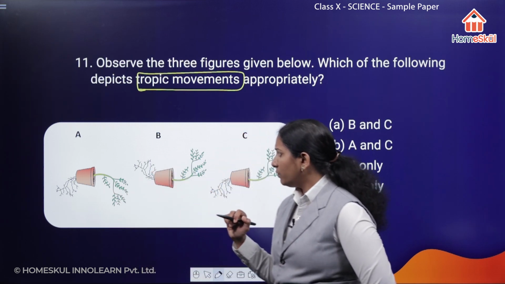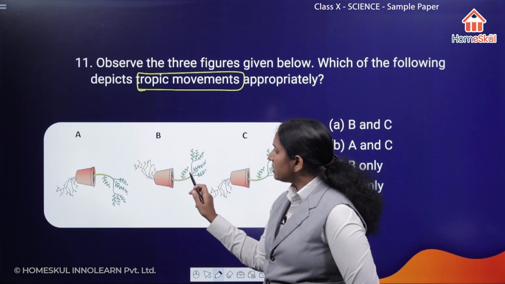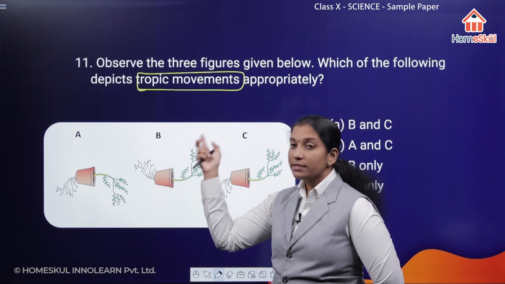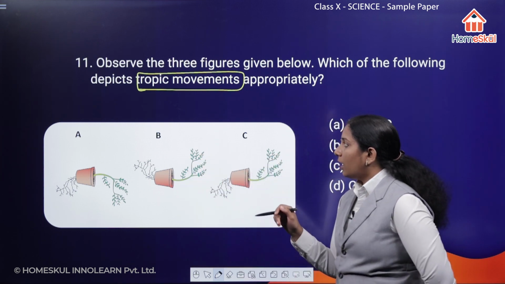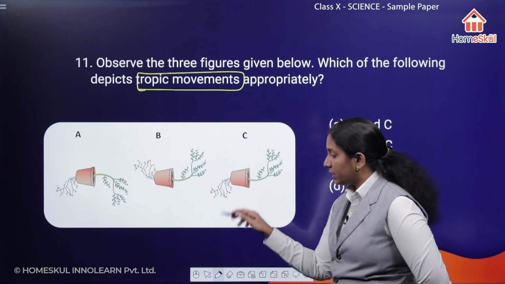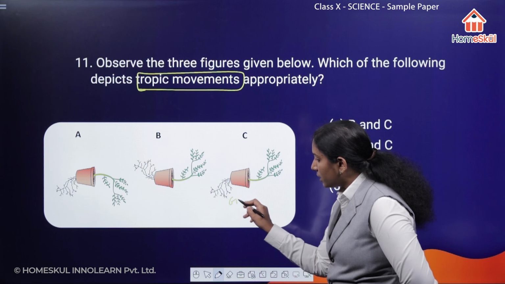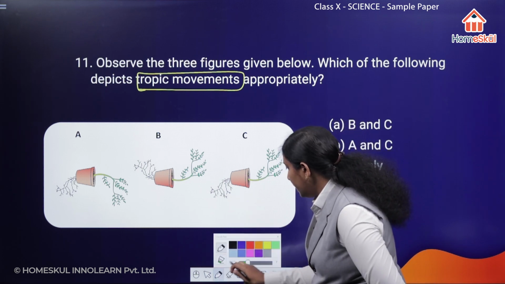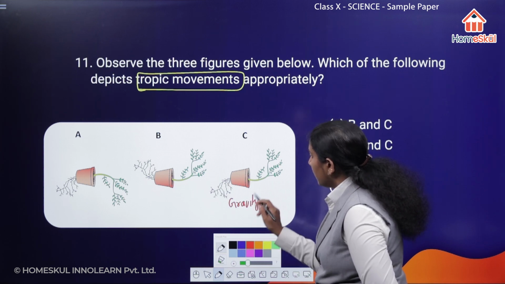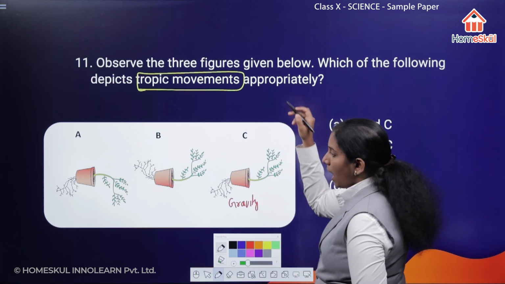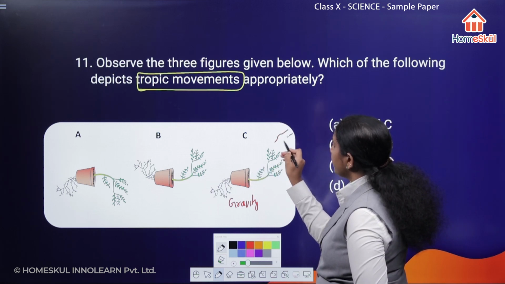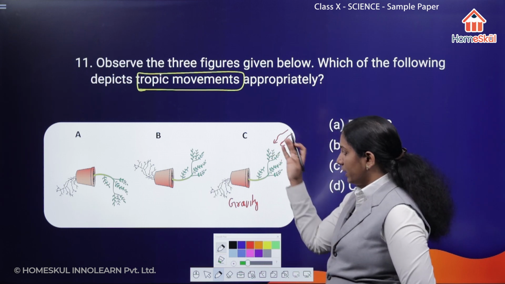Then in B, what will be the movement? Both the roots and stems are always growing towards the upward region. Both the things are going in the same direction. Then in option C, what will be the condition? The roots are growing towards the downward region, that is, towards the gravity the roots are growing. And the leaves and stems are growing towards the upward direction. That is, suppose it will be growing towards the light. So they will be growing like this.